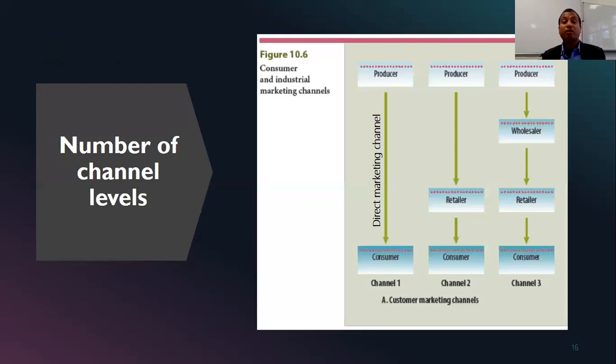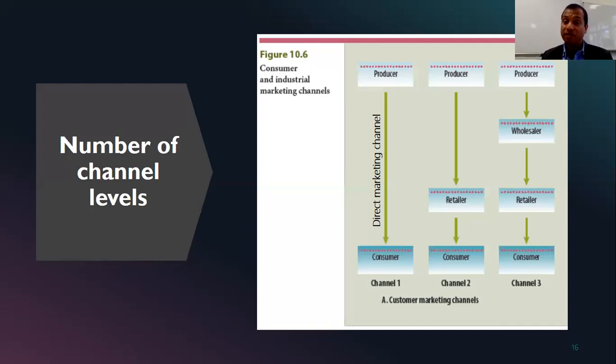So now, talking about the different channel levels. We have 3 different channel levels: channel 1 or level 1, level 2 and level 3. What is channel 1 or level 1? If you as a manufacturer allow the customer to take your product directly, that means there are no intermediaries, and the consumer is taking the product directly from the manufacturing unit or the manufacturer, this is known as the level 1 channel or channel 1.